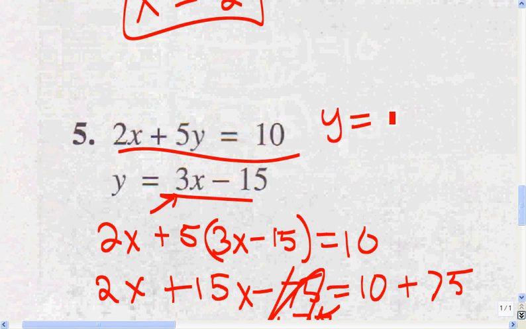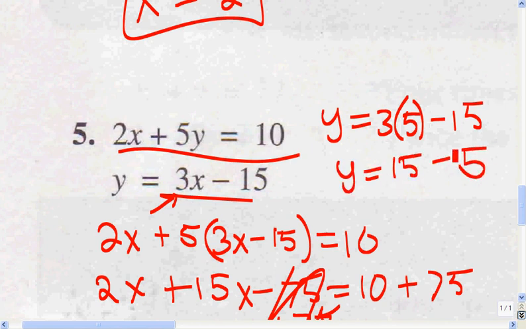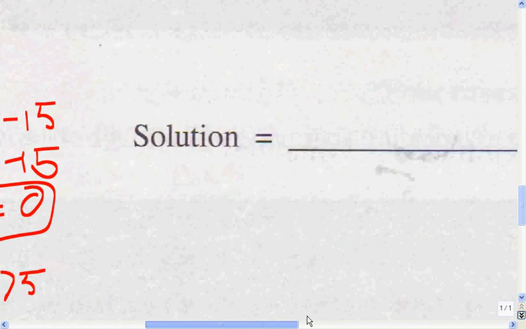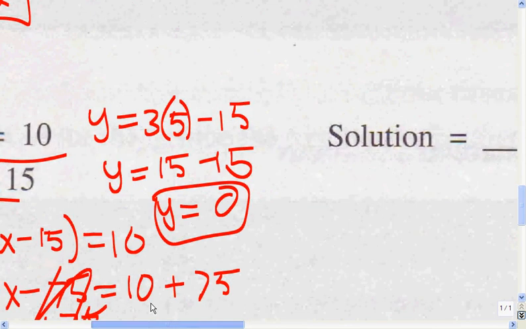y equals 3 times 5. Oops. 3 times 5 minus 15. So y equals 15 minus 15. y equals 0. That's my answer for y. And my answer for x is 5. So I'm going to write x always goes first. 5. And what was it? And 0.